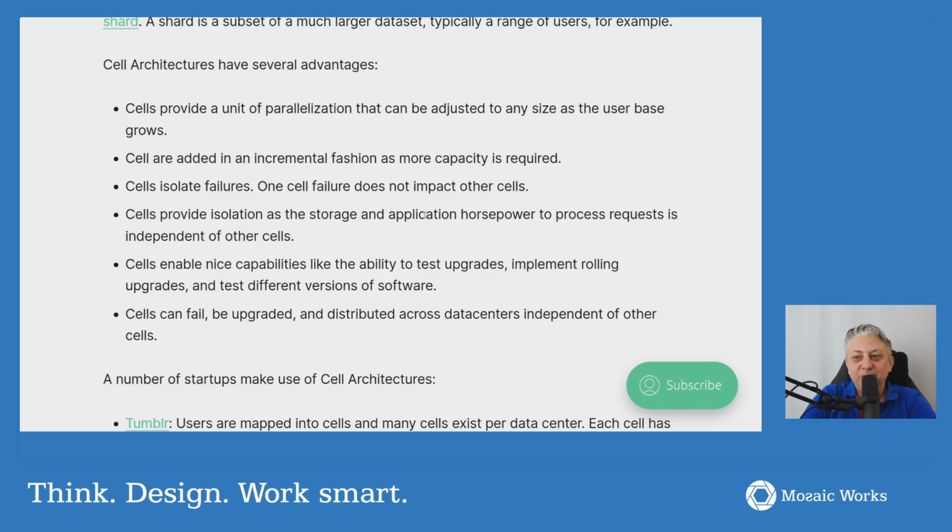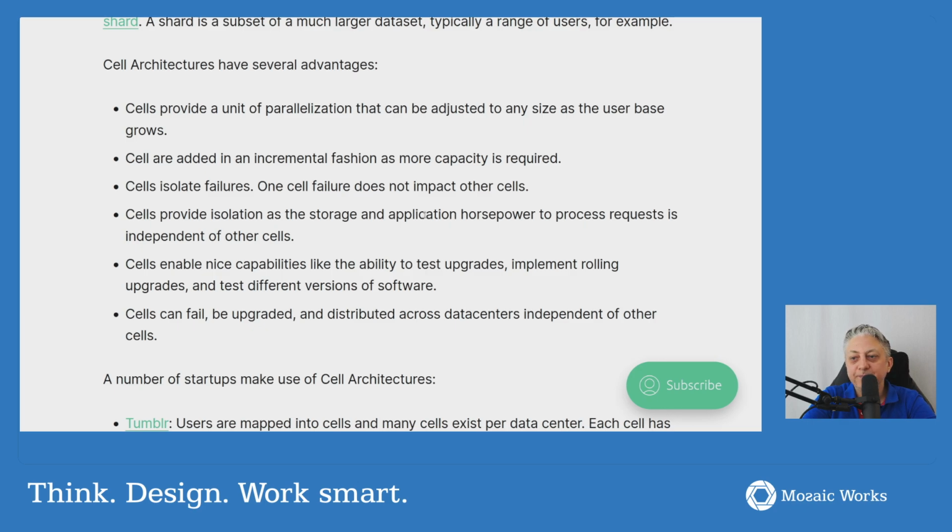Cells isolate failures. One cell failure does not impact other cells. This is very important. This is one of the big advantages of cells. You can have one cell completely failing, and this doesn't affect the rest of the world. It just affects those people from that particular zone or from that particular shard. Cells provide isolation as the storage and application horsepower to process requests is independent of other cells. Particularly with cloud infrastructures, where you can scale up and down or have them completely separated.